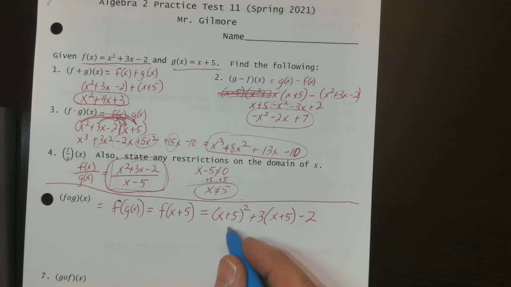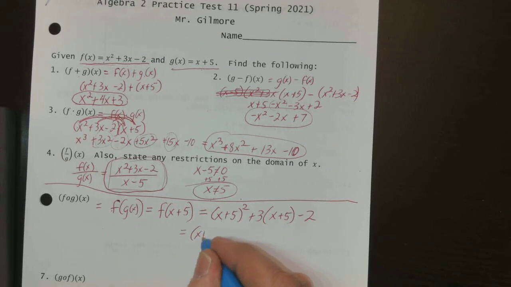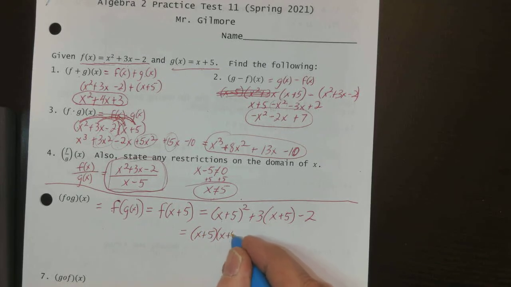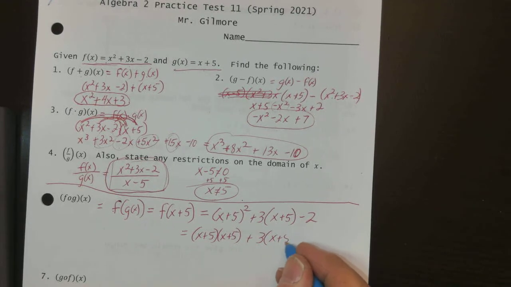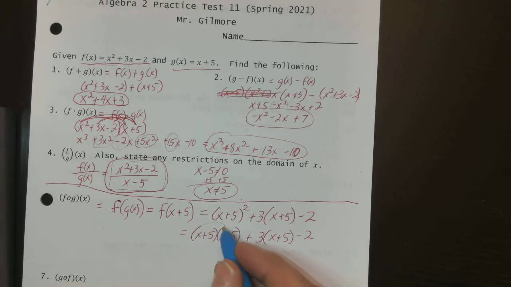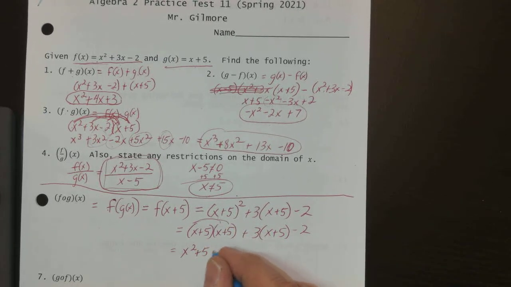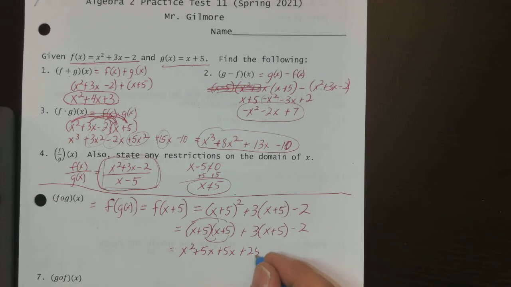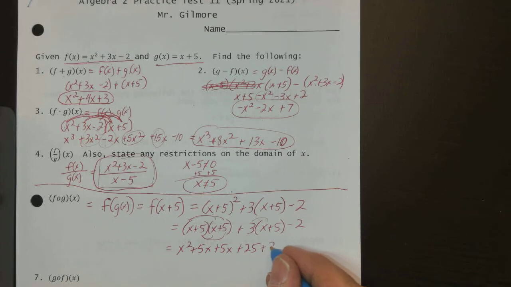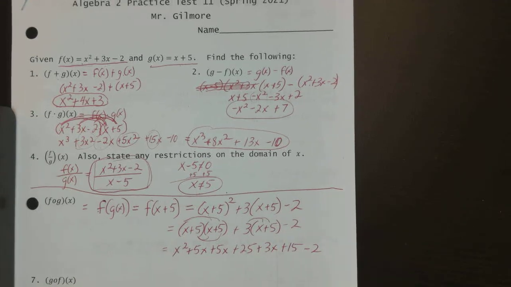Now, x plus 5 squared, I'm going to write this out: x plus 5 times x plus 5, plus 3 times x plus 5, minus 2. Let's FOIL this out. X times x is x squared. Outside, that's 5x. Inside is 5x. And 5 times 5 is 25. 3 times x is 3x. 3 times 5 is 15. This negative 2 is just out by itself. It's not being multiplied by anything.